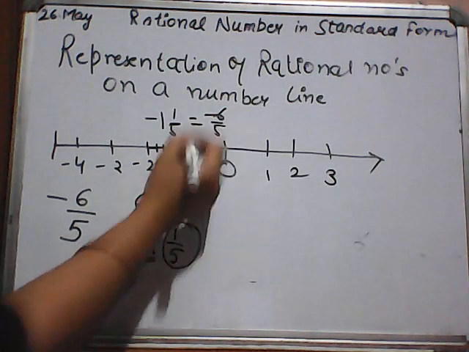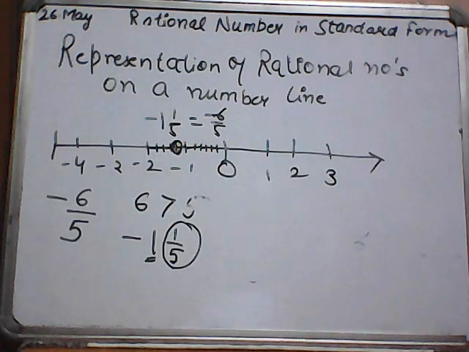Minus 6 by 5. In this way, you can represent rational numbers on a number line.